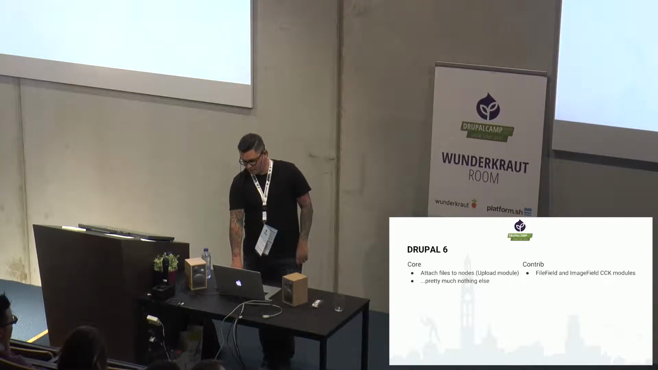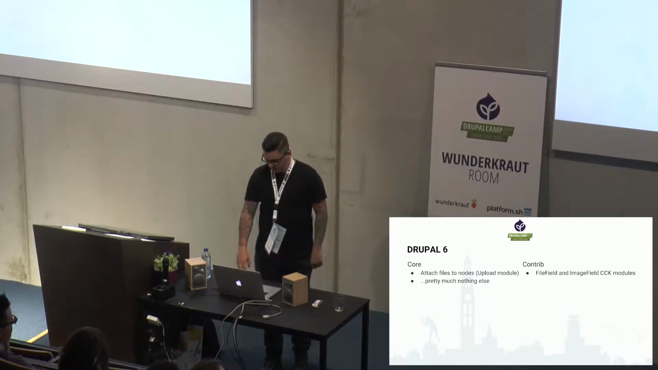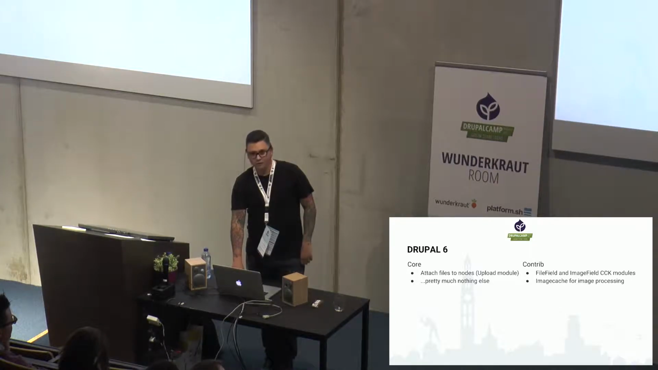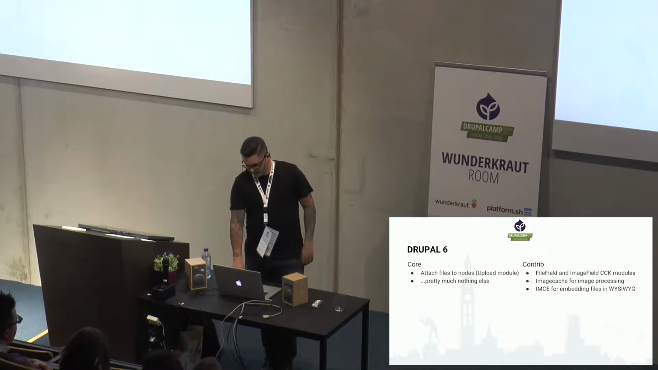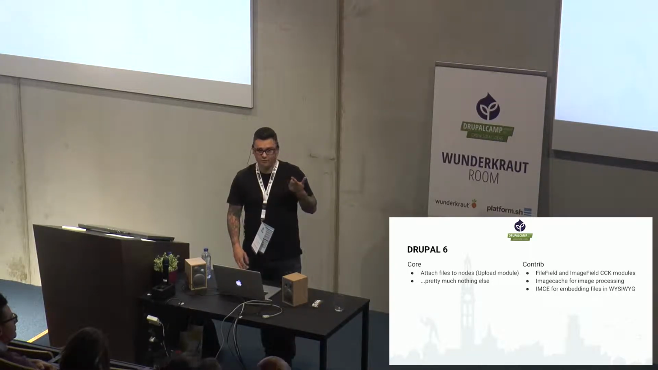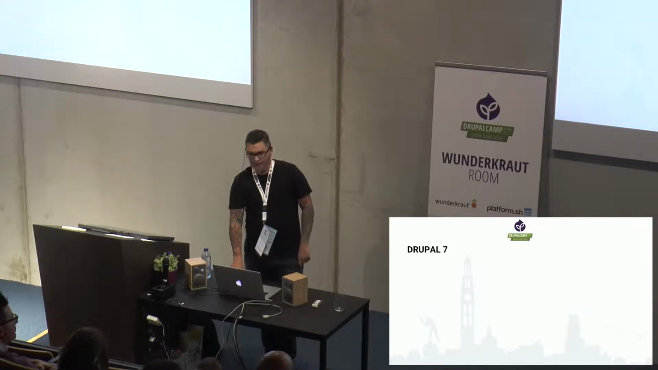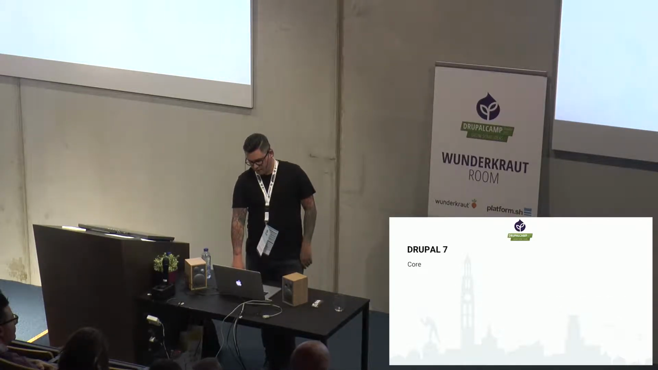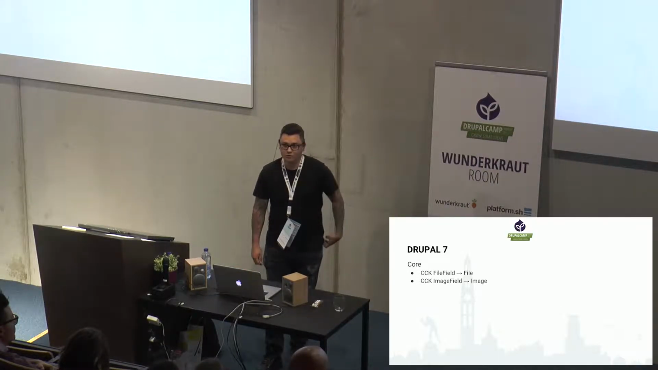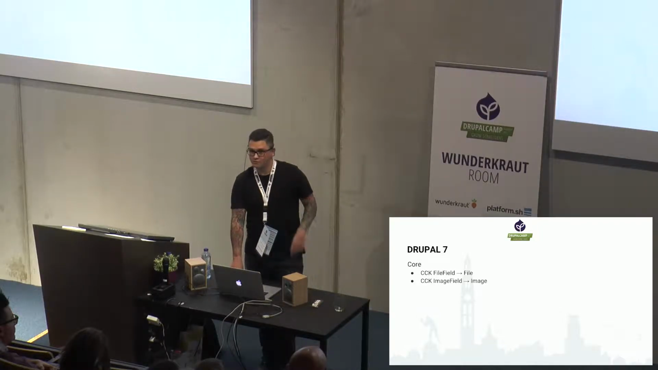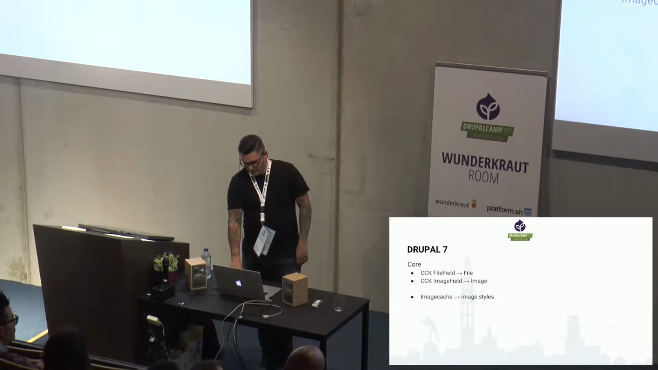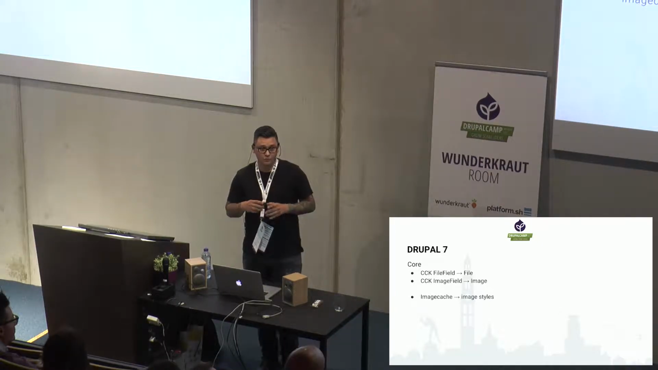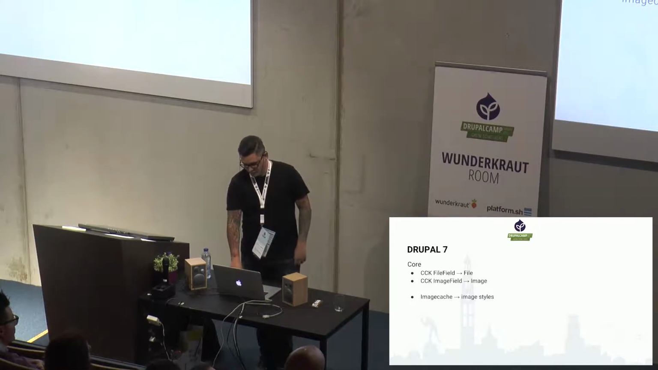In contrib there was the CCK modules, for those who remember that, with file field and image field. You had image cache to do some basic processing like scaling or whatever. You had IMCE for embedding files in the Wysiwyg editor. And that was it. So in Drupal 7 it became a little better because CCK went into core as file and image module. A lot of users that installed the CMS plain were already able to do a lot more. And image cache also went into core, so scaling images was already a possibility from the start.